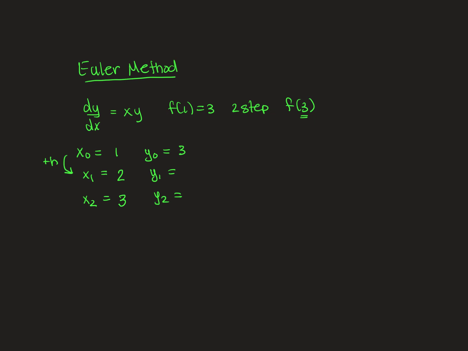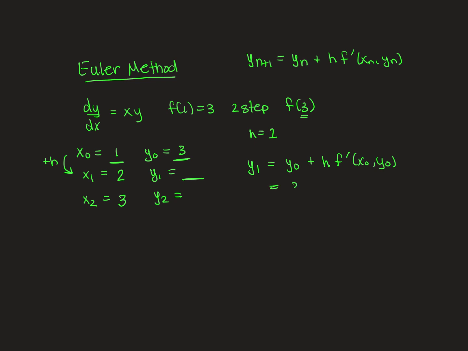H could also be negative. If we started with f(3) and we wanted f(1), then your step size would be negative. But our step size is positive 1. So the formula is y(n+1) equals yn plus h times the derivative. And you're always using your previous point. So if I'm going to find y1, I'm going to use x0 and y0. For our formula, then, y1 is equal to y0 plus h f prime of (x0, y0).